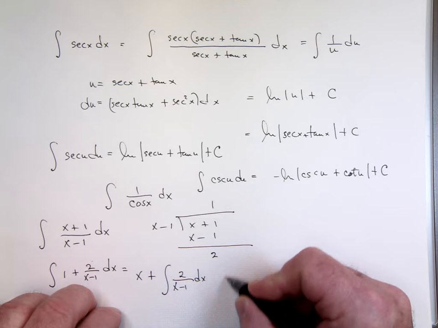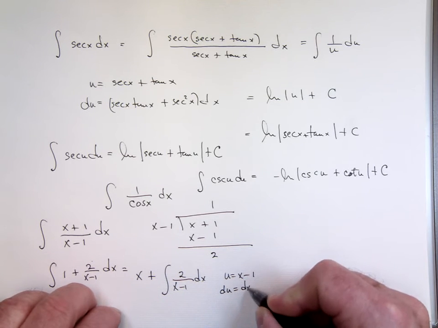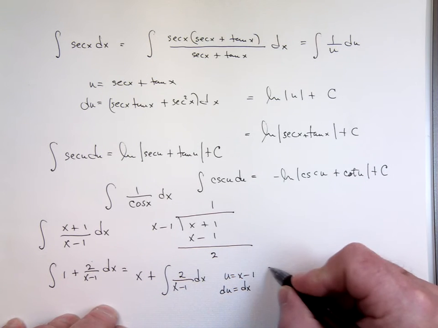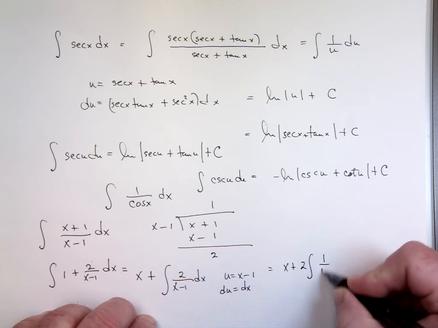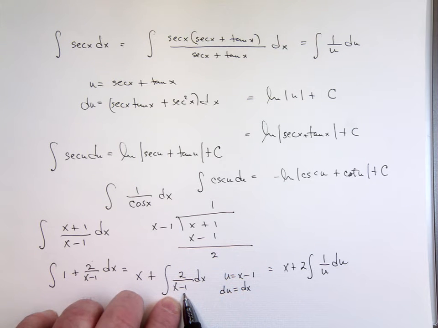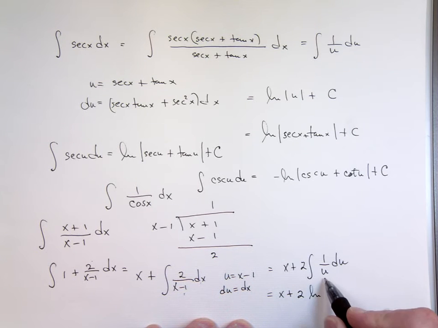The du dx is 1, so du is dx. So we have x plus 2, the integral of 1 over u du. Okay? u is equal to x minus 1, du is dx. This is 1 over u du. You can take the 2 out front. So, x plus 2, natural log, absolute value of u. We'll see.